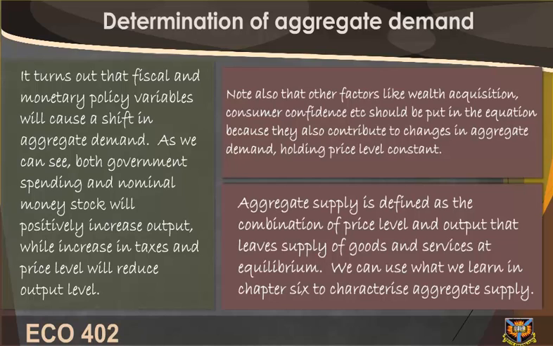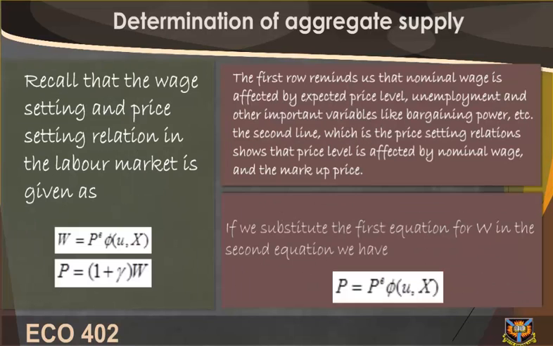Determination of aggregate supply. Aggregate supply is defined as a combination of price level and output that leaves supply of goods and services at equilibrium. We can use what we learned in Chapter 6 to characterize aggregate supply. Recall that the wage setting and price setting relation in the labor market is given as.